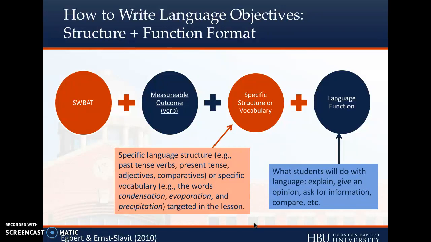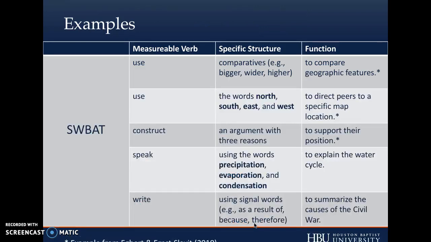So use past tense verbs to explain what the Pilgrims agreed to in the Mayflower Compact or something like that. So that would be a structure plus function. The structure being the past tense verbs, the function being to explain something. Here's some more examples. So the student will be able to, first one, use comparatives. That would be like bigger, wider, higher. Use comparatives to compare geographic features. So we've got a specific structure with a function.